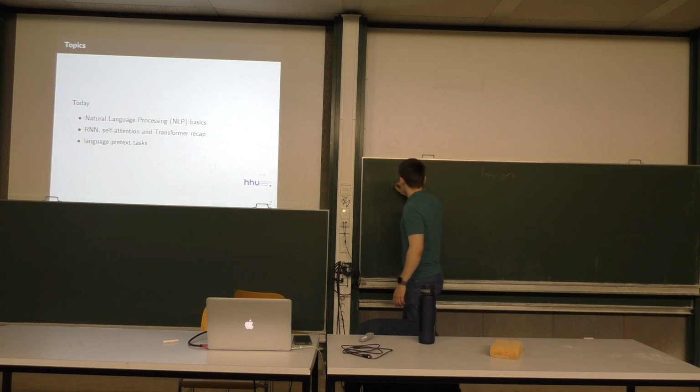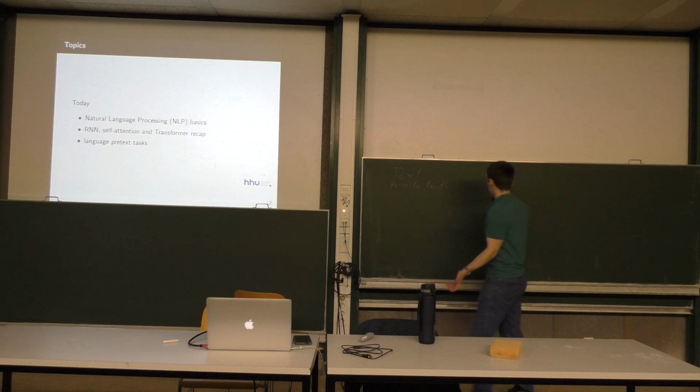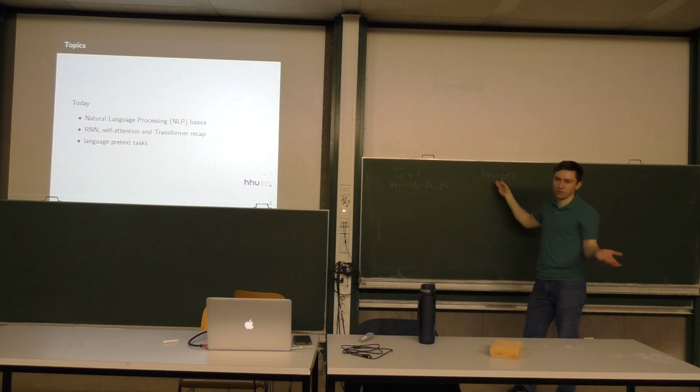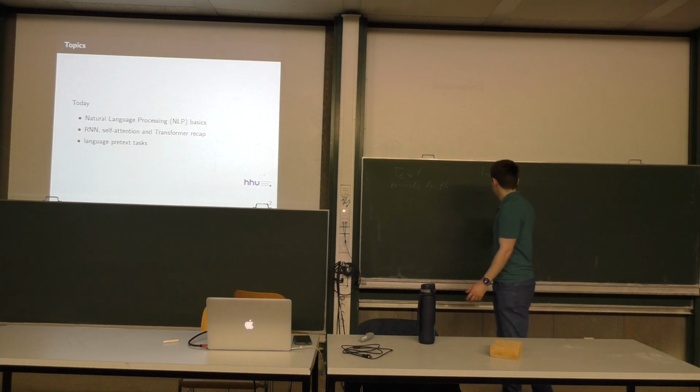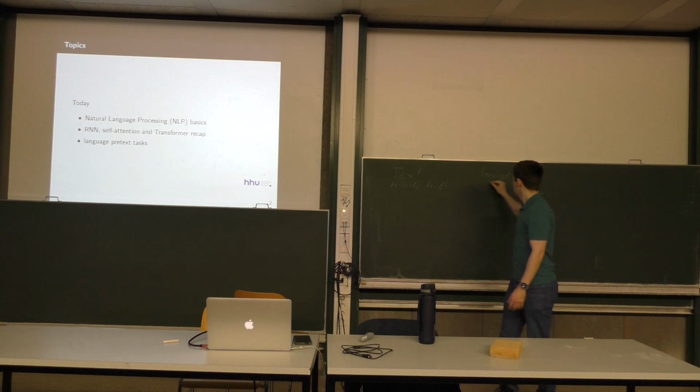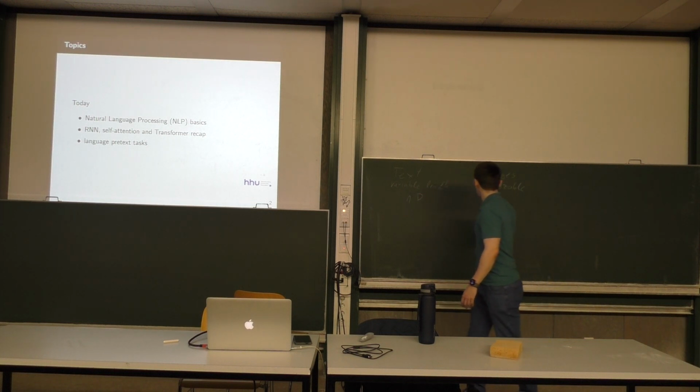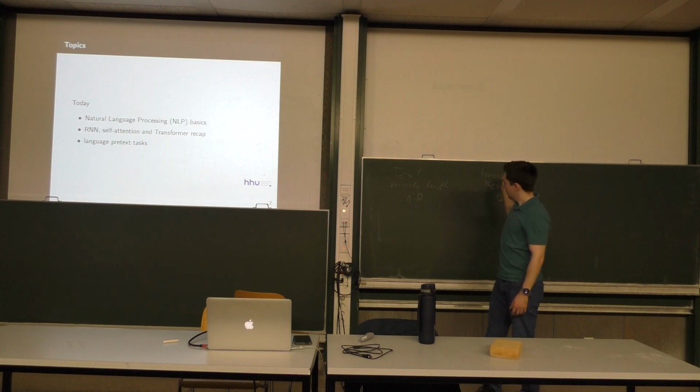Let's say like variable length. Okay, they can of course have also different shapes, but you can resize images. You can't really do this with text. So it's 1D, this is 2D.